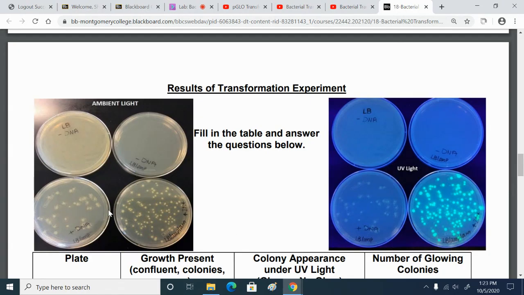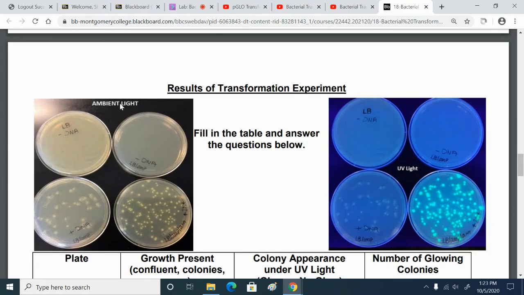So then here we have the experimental plates. So remember, plasmid was added to these E. coli. Again, both agar plates contain ampicillin. Now we see growth in the presence of ampicillin. So we know that transformation has occurred, right? Because these bacteria are now resistant and they're growing in the presence of ampicillin. So that's how we know that transformation has occurred.